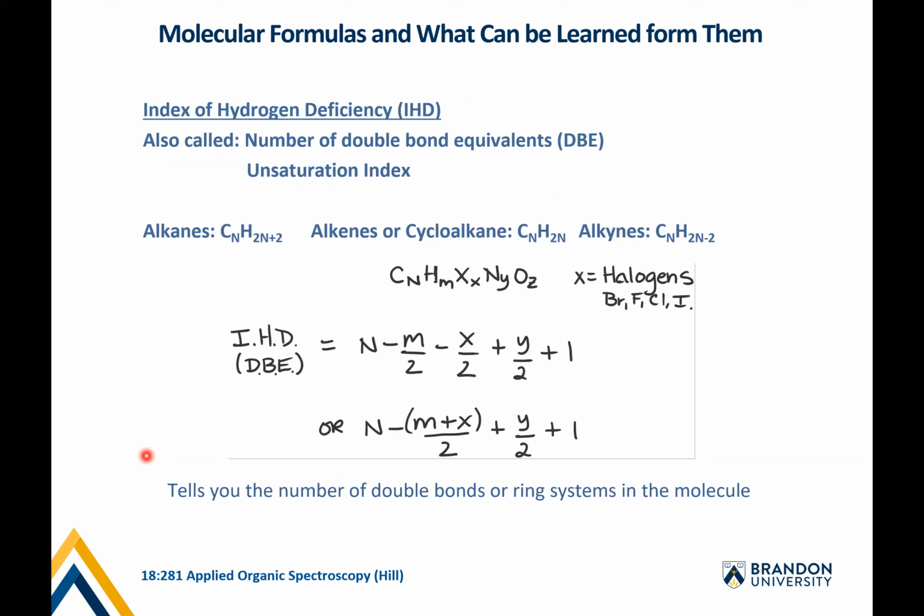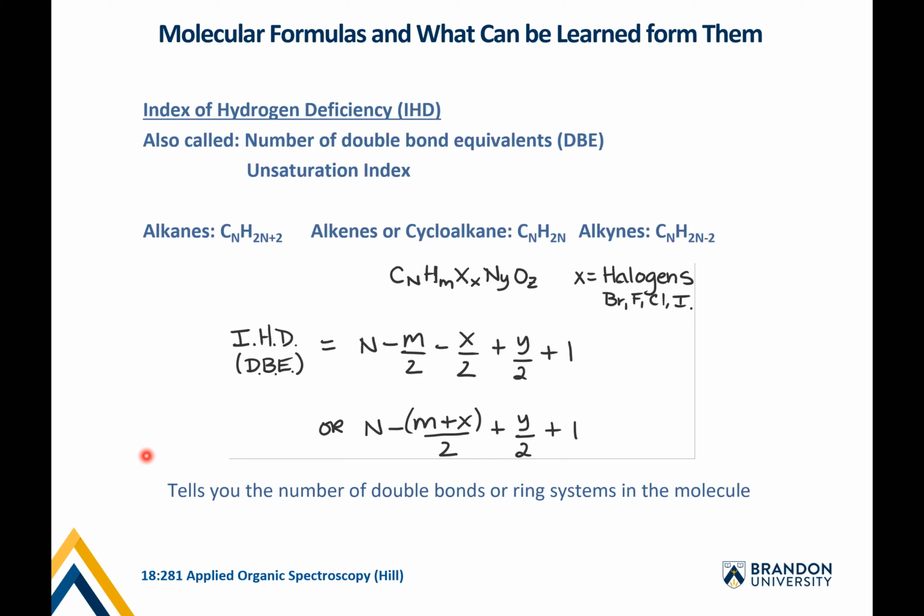The next part of the course, we're going to talk about different functional groups in molecules when we're talking about infrared spectroscopy. And the formula itself is going to tell you which functional groups are possible, which functional groups are absolutely impossible. The other really important thing is what we call the index of hydrogen deficiency. And this is also known by a couple other things like the unsaturation index, or as I commonly call it, the number of double bond equivalents, or DBE.